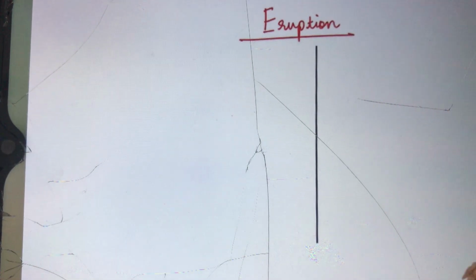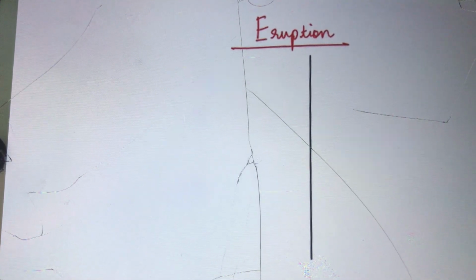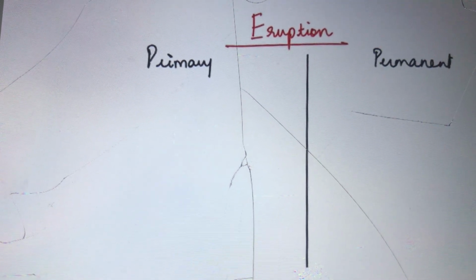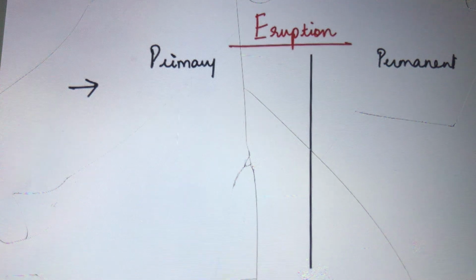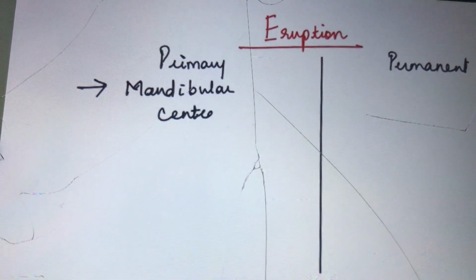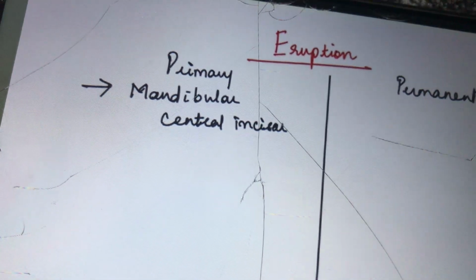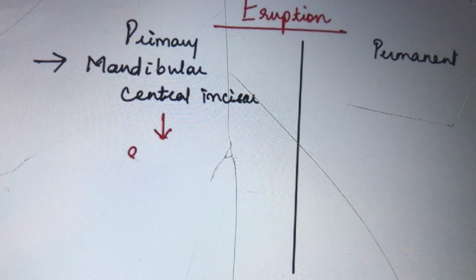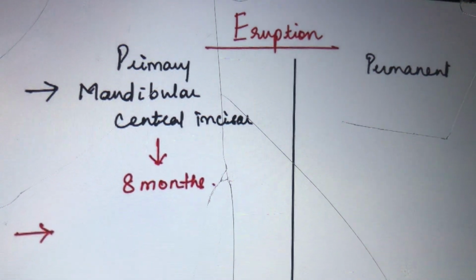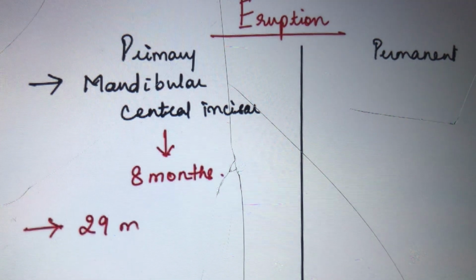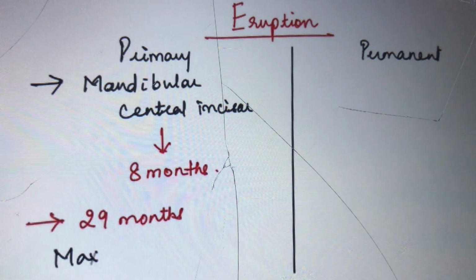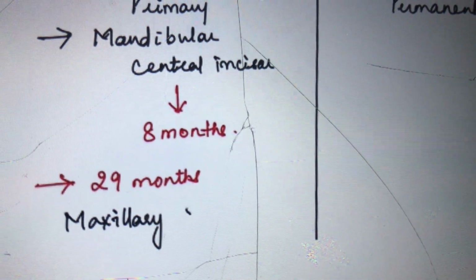Eruption pattern for the primary and the permanent dentition. So for primary dentition, the first tooth to erupt is your mandibular central incisor, and this erupts at the age of 8 months. Okay, and the last tooth to erupt is about 29 months, and that is your maxillary second molar.